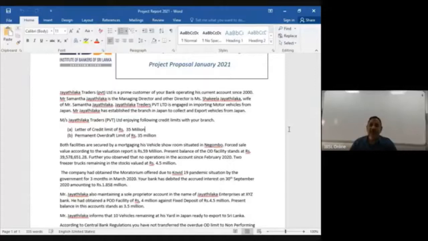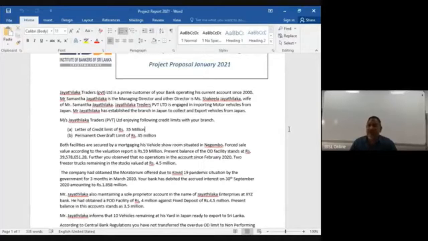The limit of 35 million has been increased to 39 million, an increase of 4.5 million. So the account is now over the limit. You have to find out the reason why.